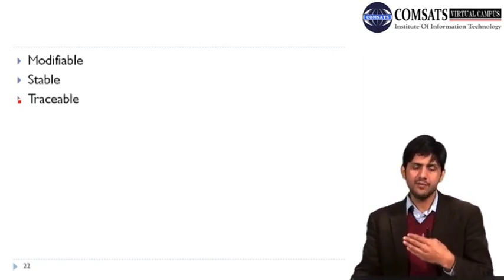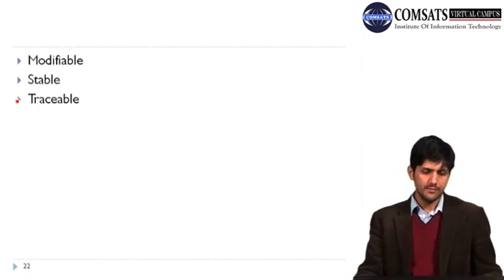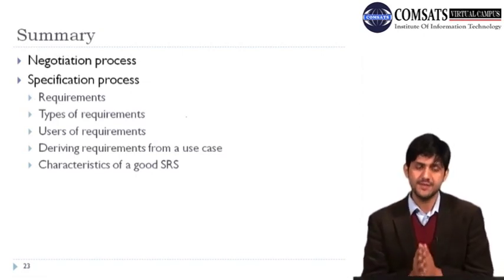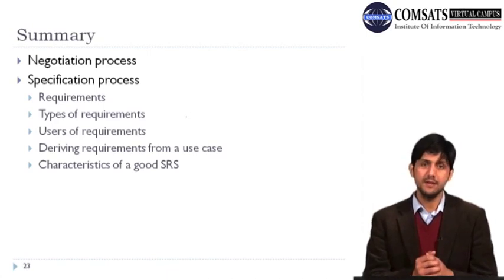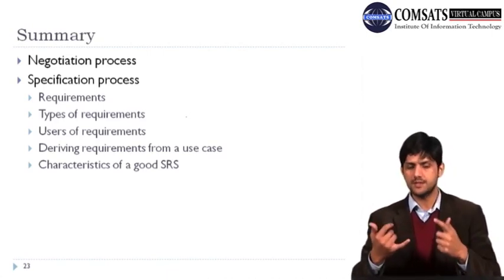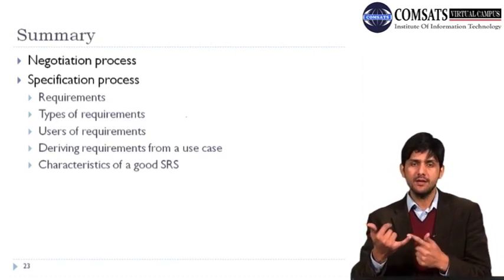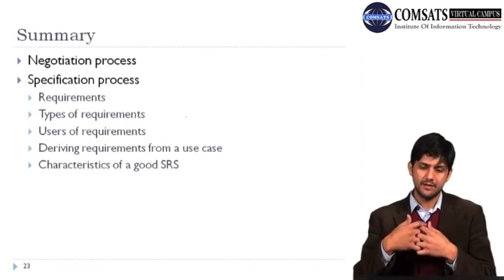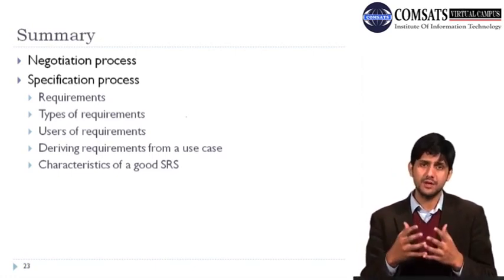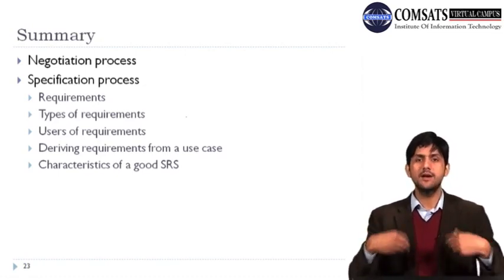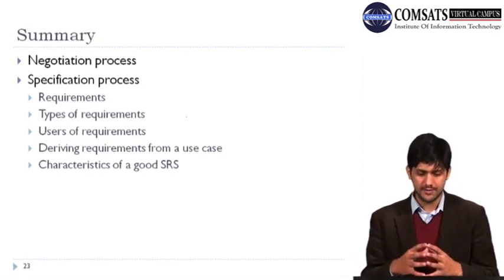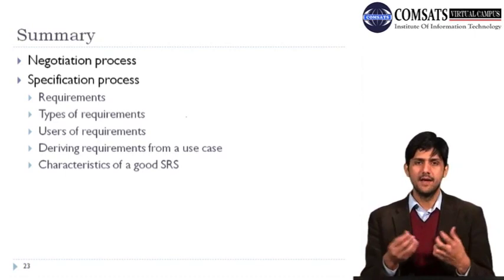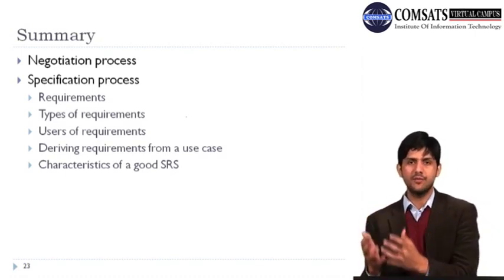So let's quickly look at what we have done in our lecture today. We concluded our discussion on the negotiation process, and we looked back at the different activities in it. We said that generally the negotiation process starts with prioritizing or ranking the requirements, and then we do a risk assessment, then we make rough guesses of the development time of each requirement, and finally we start an iterative process where we reconcile all the conflicts. The understanding is that once we have gone through this negotiation process, we have reached a consensus, and now we are ready to start specifying the requirements.